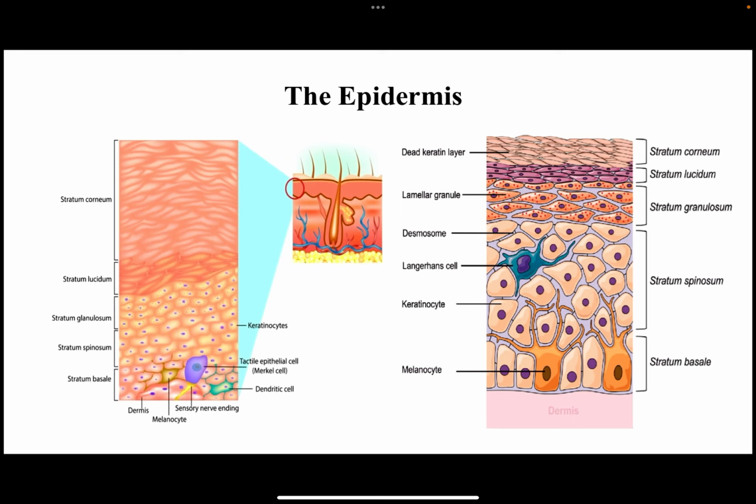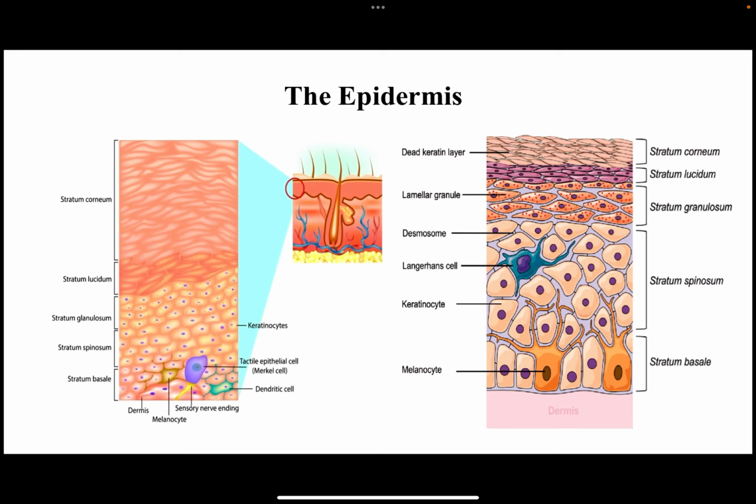So like I said, the specialized cells within the epidermis, we have keratinocytes. Okay, they are the main cells within the epidermis. They produce keratin, and it's the keratin that helps to form the tough protective layer of the skin.